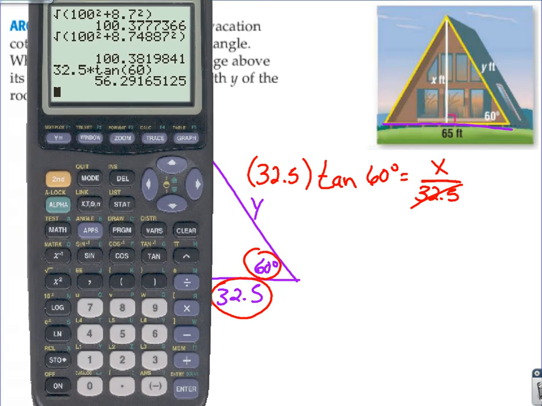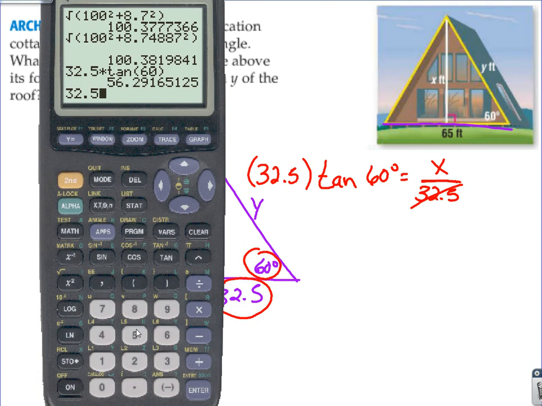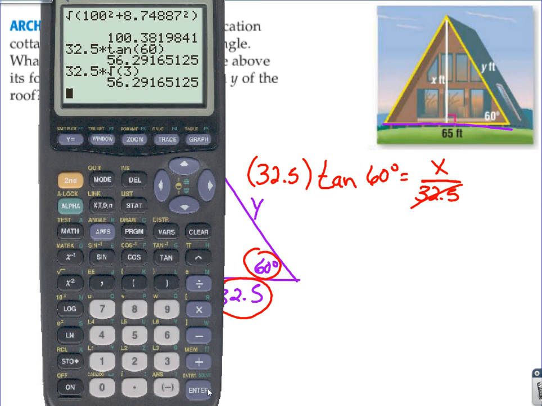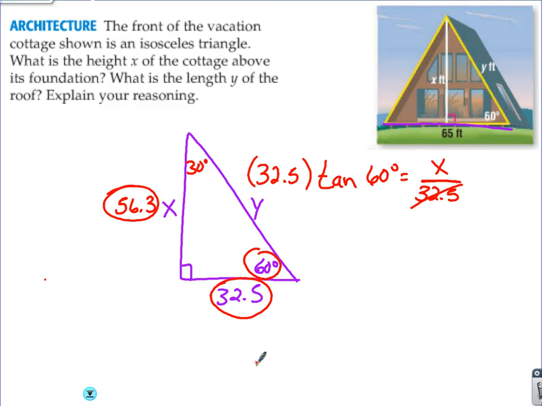That's 32.5 times the square root of 3. Exact same answer. 56.29. 56.3. Okay, that would have been a whole lot easier. What is the relationship between the shorter side and the hypotenuse? Double. It's double it. So this should be 65. Okay, and my head's starting to hurt now. There's so many connections happening here, but hang on.